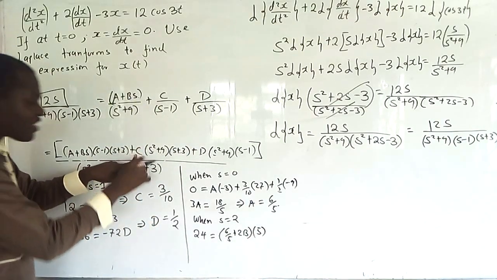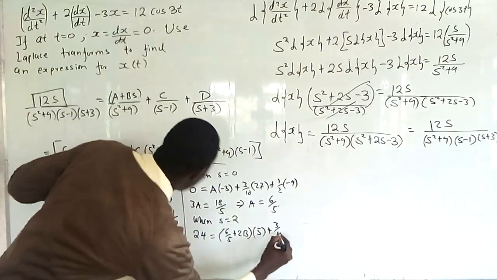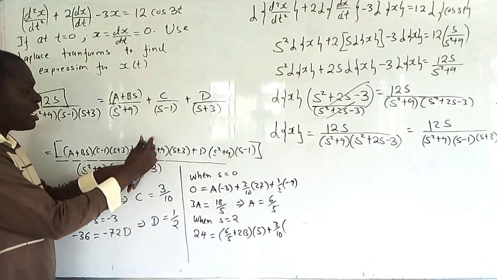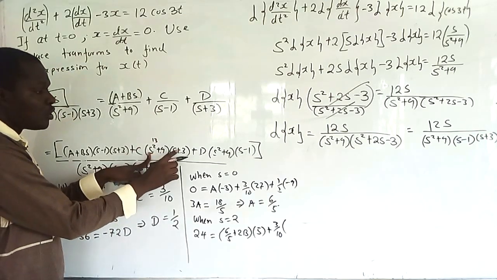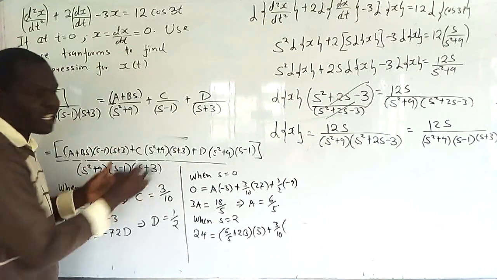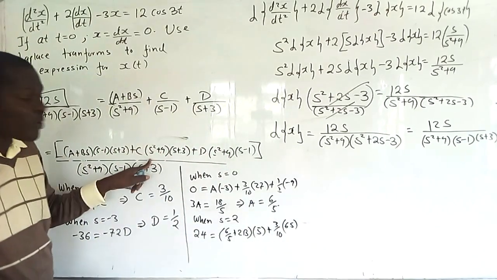Yes. Then you go here, plus C. What is C? 3 over 10. Then S is 2 squared, 4. 4 plus 9, here we have 13. 2 plus 3, 5. So 13 times 5, 65. We are done with this part, isn't it?